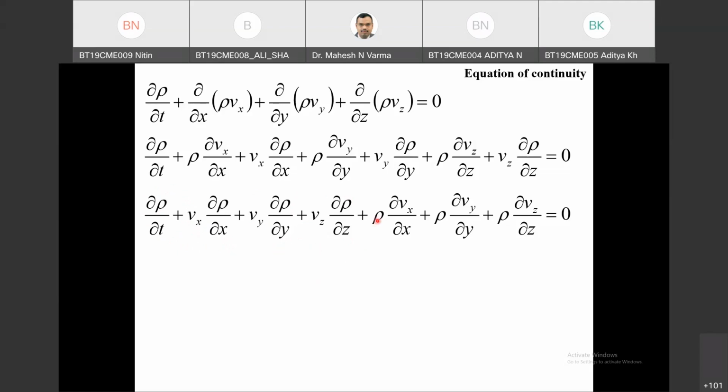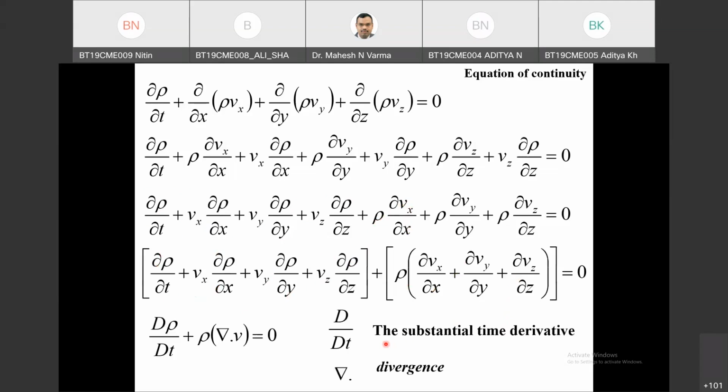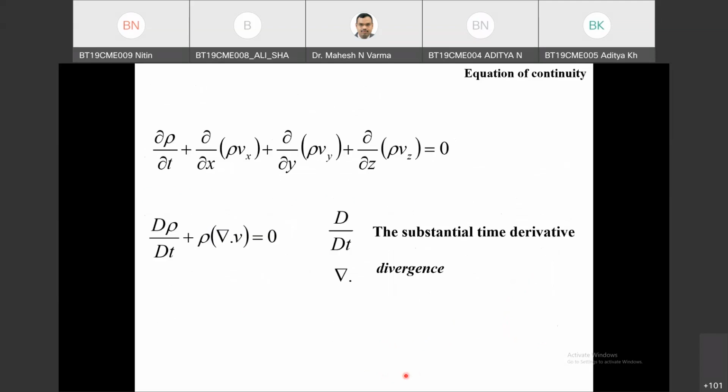And this rho you can take as constant. So you can see this will be the substantial time derivative of density, rho, into del dot V. Likewise you can arrange. This is one equation of continuity. This is the substantial time derivative, and del dot is the divergence. So this is one form of the equation of continuity.